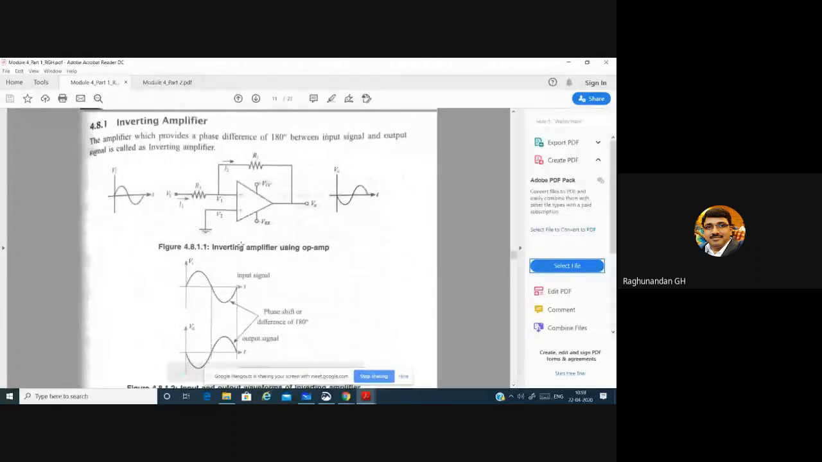The applications. This chapter is mainly on different applications, like we study about inverting amplifier, non-inverting amplifier, voltage follower, the summer, and also the DC amplifiers and AC amplifiers we are going to study. So DC amplifiers means whatever amplifiers we have already studied. These are the amplifiers which you have already studied in your basic electronics.